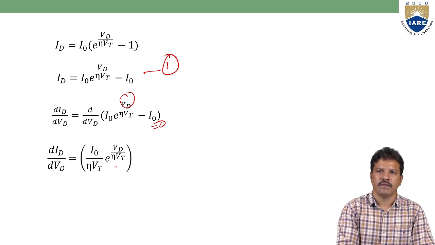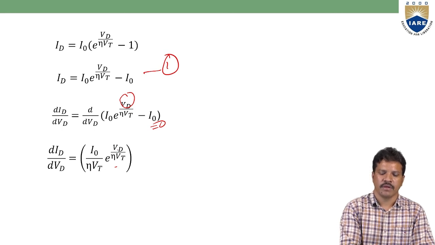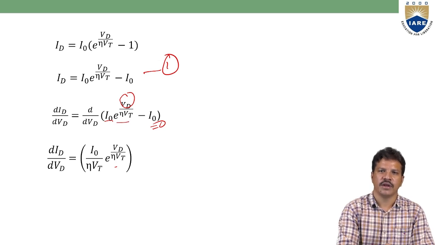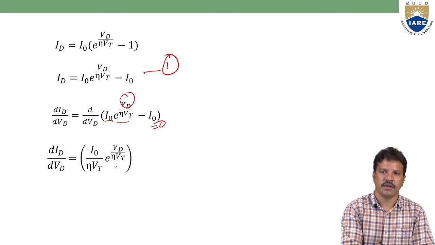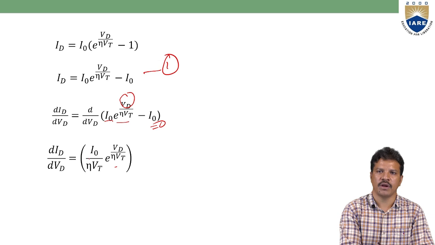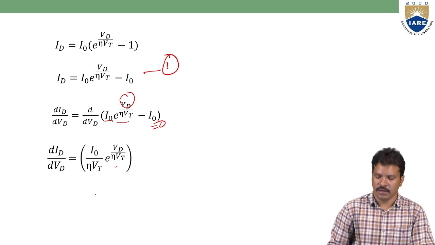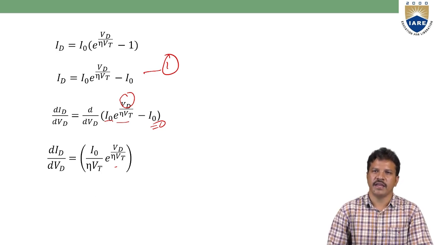And then the resultant equation is I naught e power VD by eta VT. This is e power x and also the differentiation with respect to x. So x is nothing but VD by eta VT. Here the differentiation of VD is equal to 1. So 1 by eta VT will be there. That results in 1 by eta VT. So the total expression is I naught by eta VT times e power VD by eta VT. This is dID by dVD.